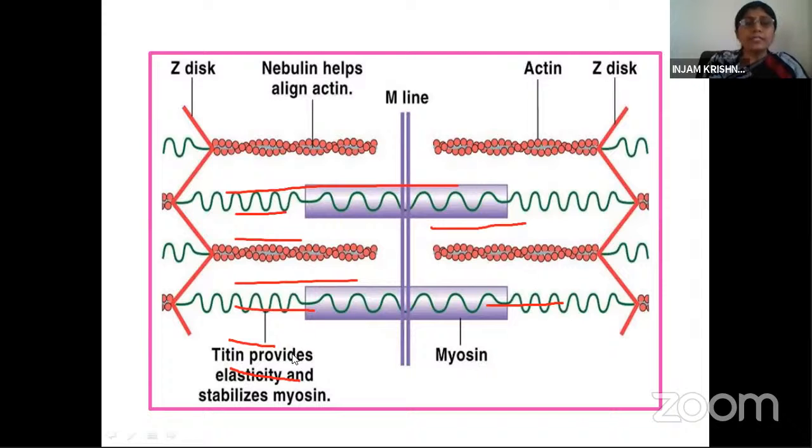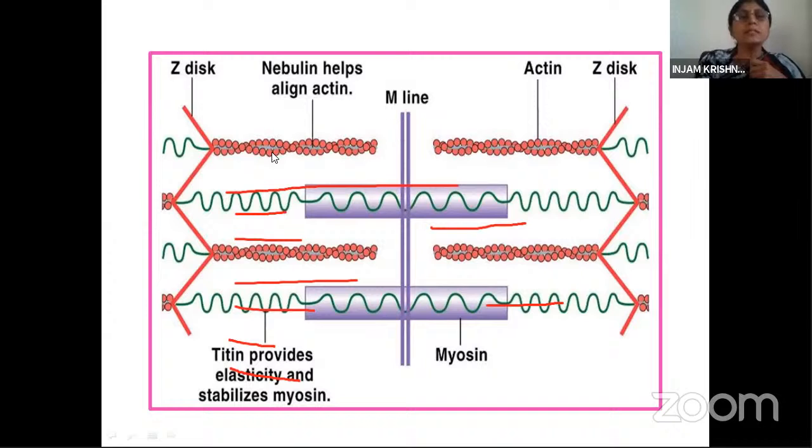This protein is called titin. What is the function of it? Titin provides elasticity and stabilizes myosin. Yes, titin protein gives the elasticity and stabilizes the myosin.